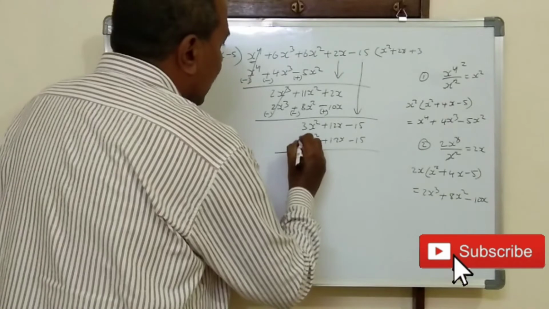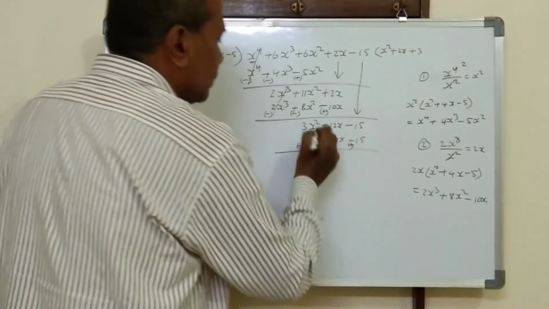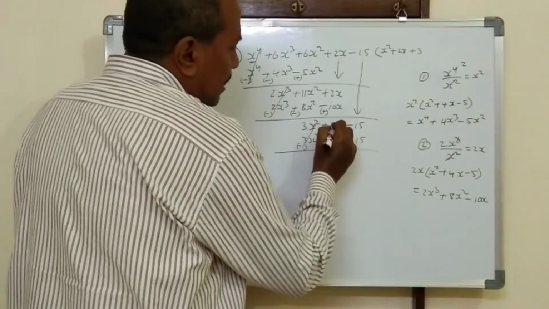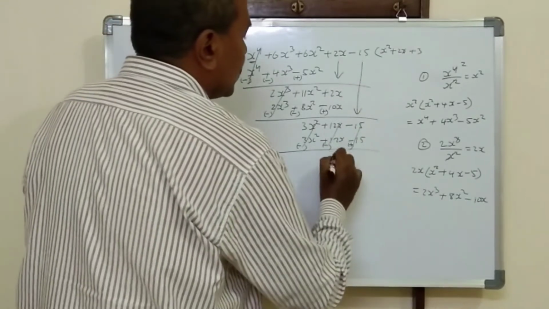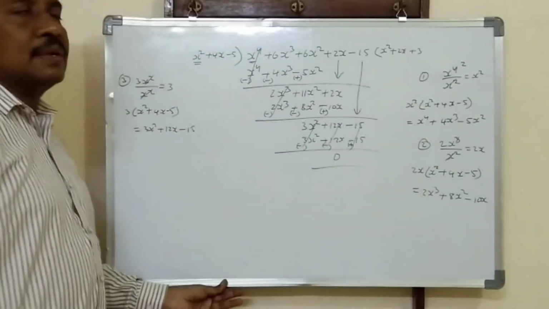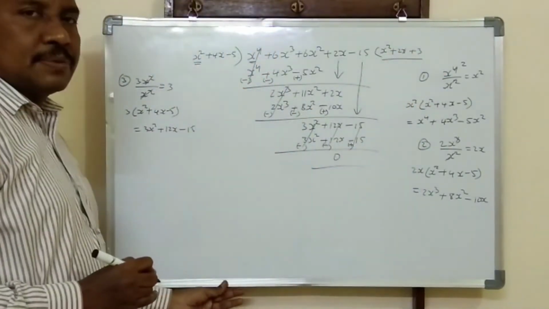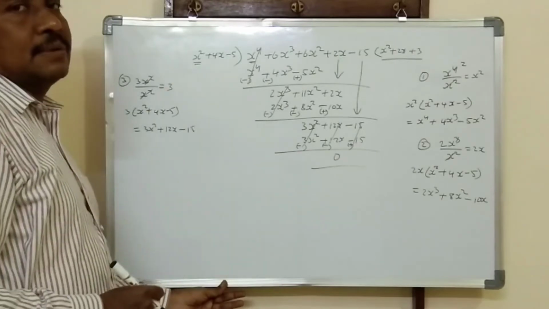That means plus becomes minus, minus becomes plus. 3x square minus 3x square gets cancelled. Plus 12x minus 12x gets cancelled. Minus 15 plus 15, so the remainder is 0. So the answer is x square plus 2x plus 3. This is the quotient. Quotient is the answer.